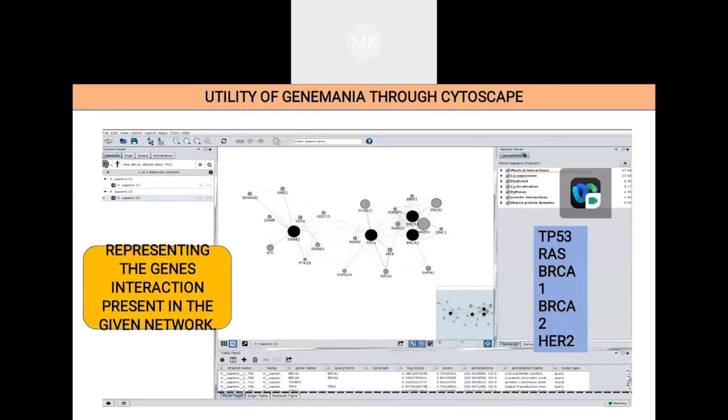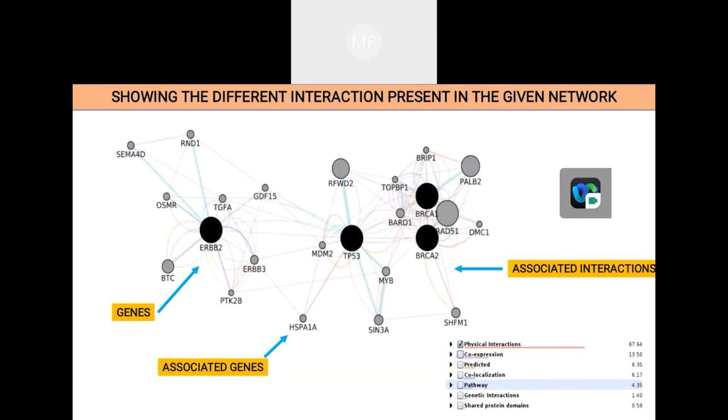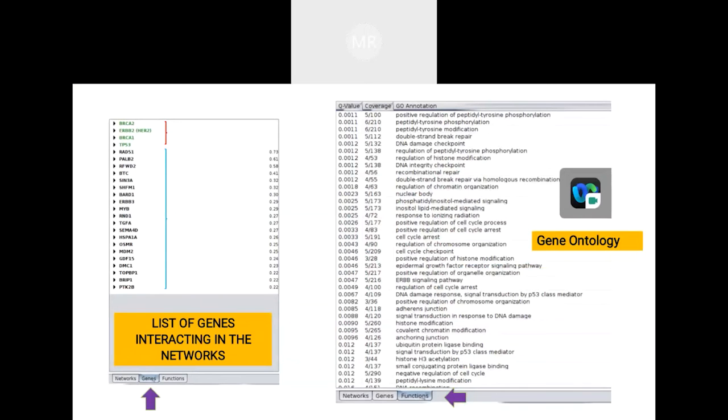In the result panel, you can see the different interactions that are showing in the network. This is an example of that network. Genes are in black color as circular nodes, associated genes are in gray color, and then the associated interactions. The red color represents the physical interaction. The purple color represents the co-expressions between the nodes and the associated nodes. So from the result panel, you can study your network, your gene, and the function.